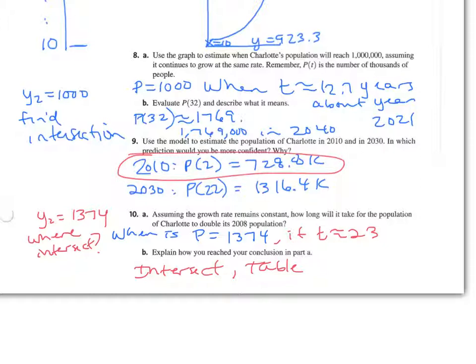The intersect is going to give you the most exact answer because it gives you an exact ordered pair where they intersect.